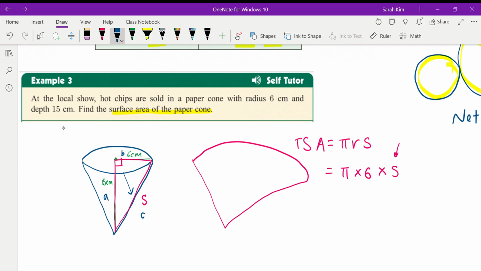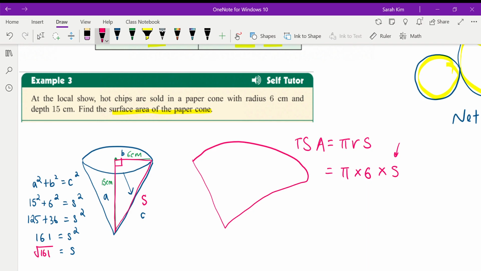So I'm going to write my Pythagorean equation. I got 15 squared plus 6 squared equals S squared. So that's 225 plus 36 equals S squared. I don't have my calculator with me, but I'll do my best. I think it's 161, so if I'm making some sort of mistake, just fix it up. I think it's 161. I'm just going to double check with the answers.